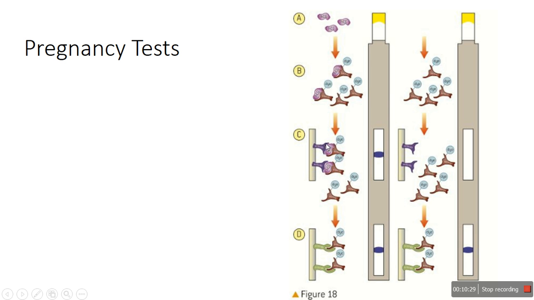Obviously, in a positive test, what will happen is the HCG drifts down, attaches to the antibody that contains the dye. That drifts further down the pregnancy test until it hits this immobilized antibody. It combines with that, and we get a purple line coming out. So 2 purple lines or 2 blue lines generally denote a positive test, which basically means you're pregnant. I think most of them are around 97% accurate.